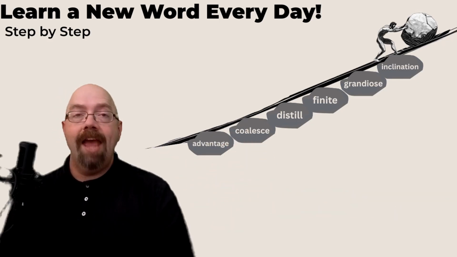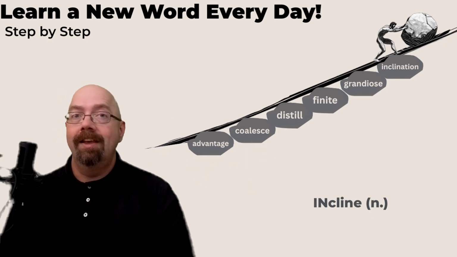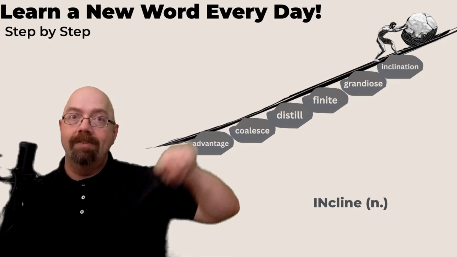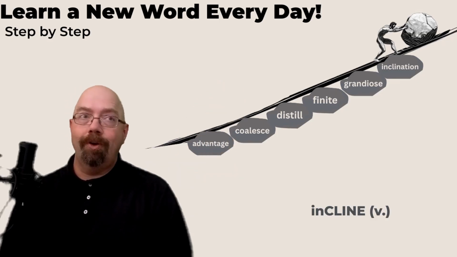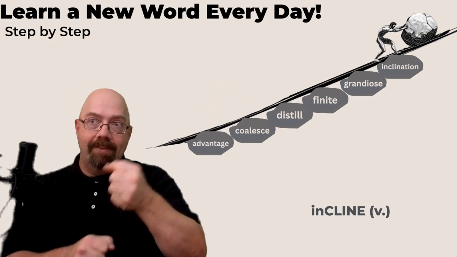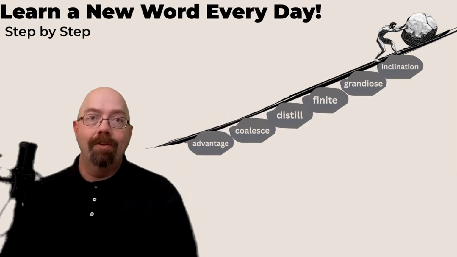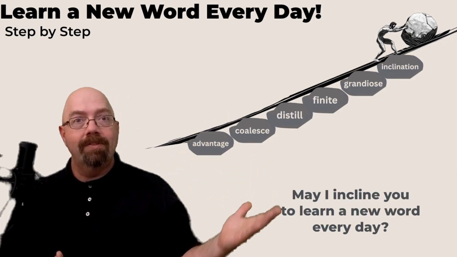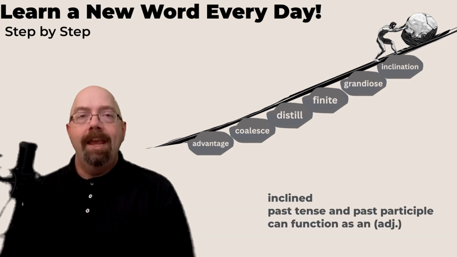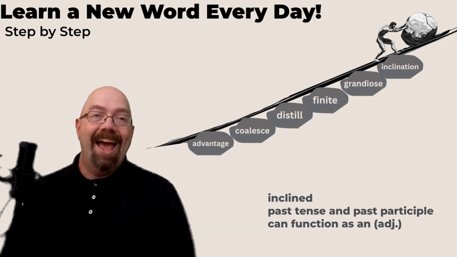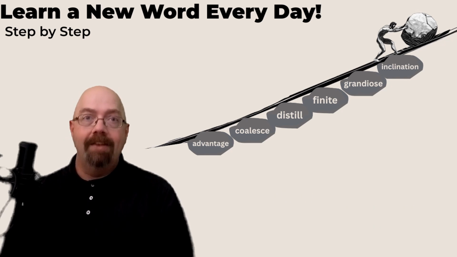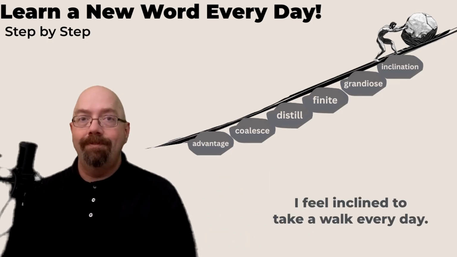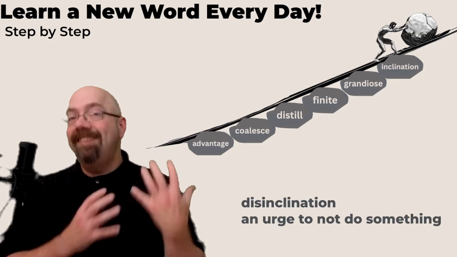Inclination makes it a noun. Incline is also a noun, and that means a slope. Incline, the verb, would mean to set something at an angle, or maybe to try to sway someone to think about something else in a new way. Inclined then can be an adjective. I am inclined to do this. I feel inclined to do that.